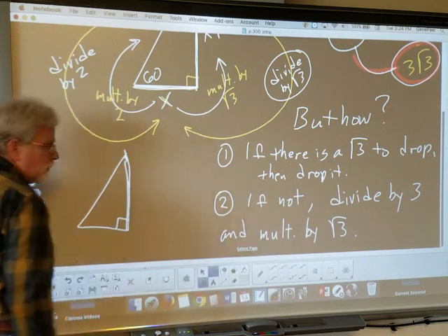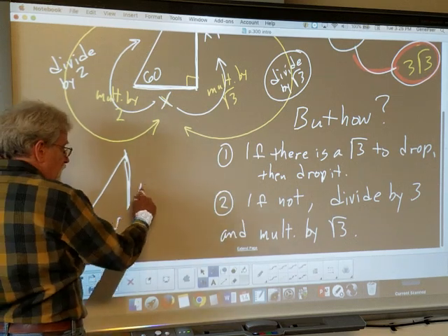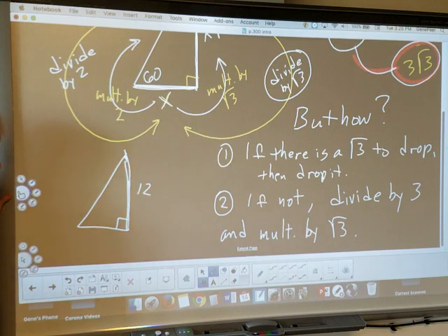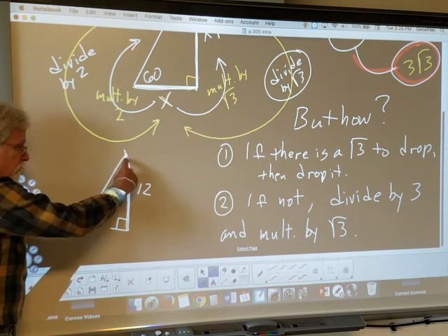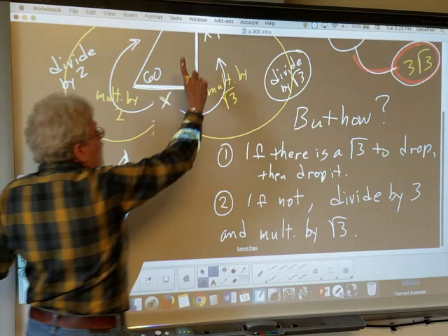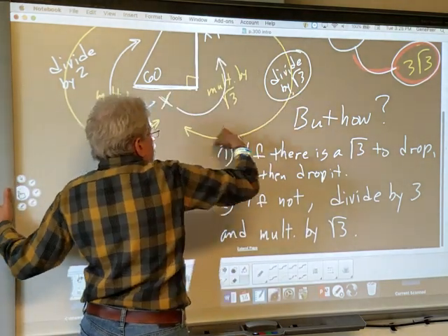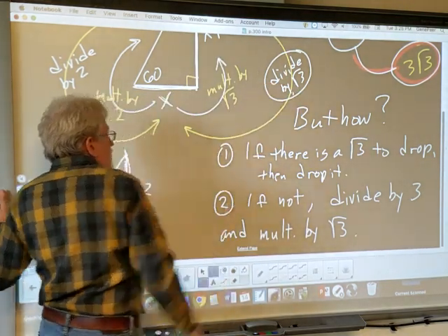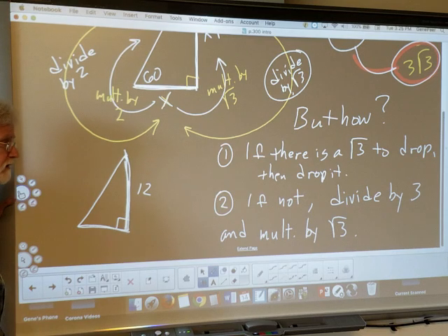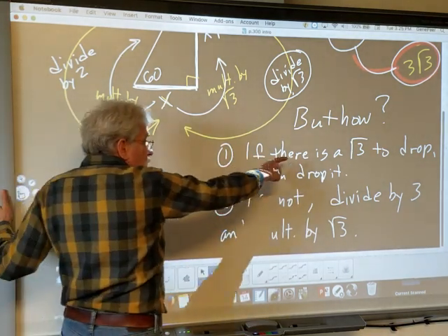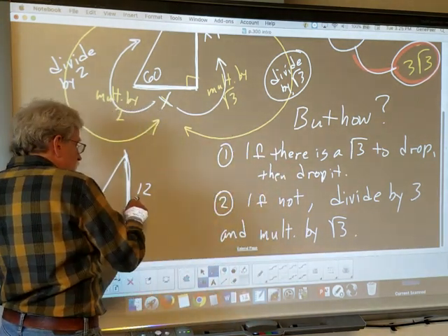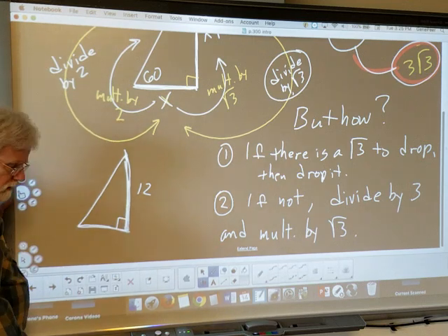What if there's no square root of 3 to drop? What if we do have a 12 here? To go from long leg to short leg, we always divide by square root of 3. How do we divide by square root of 3? If there's a square root of 3 to drop, then we drop it. Oh, there isn't. So sad.